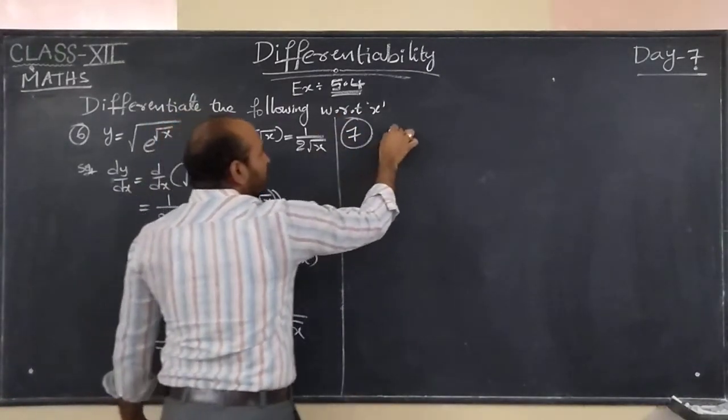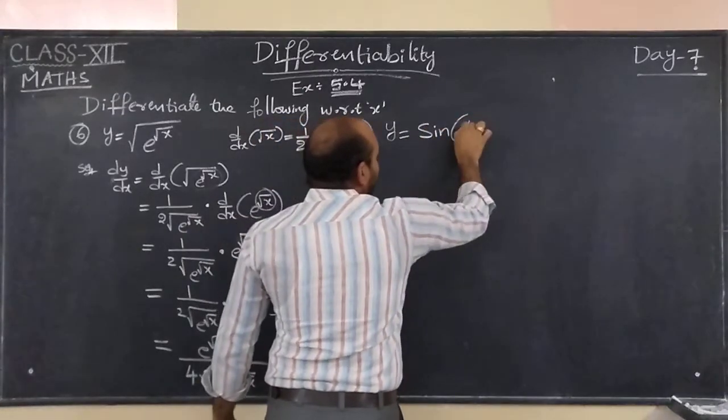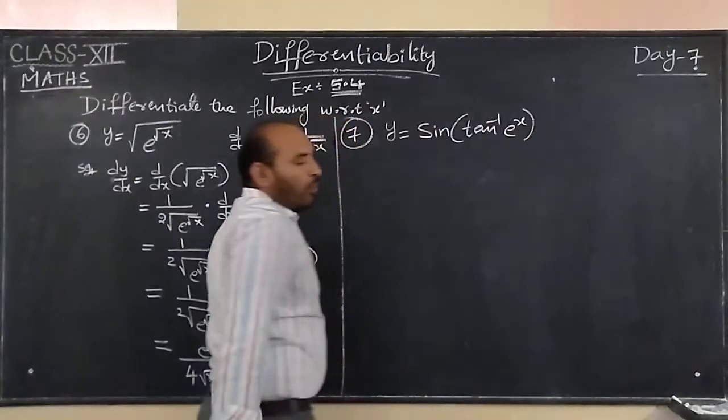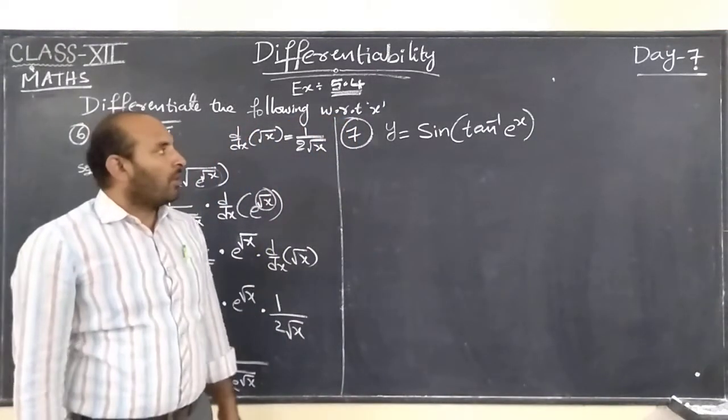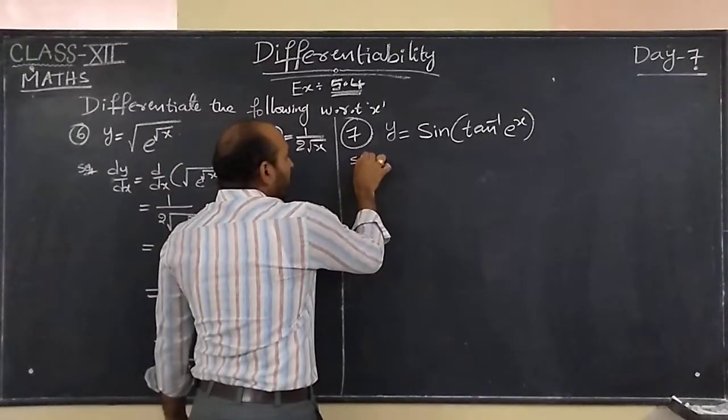Next, problem number 7. Let us take the function y is equal to sine of tan inverse of e power x. So write the solution.